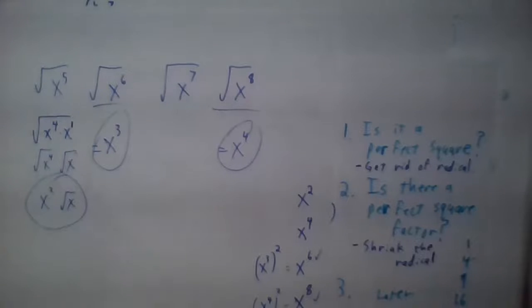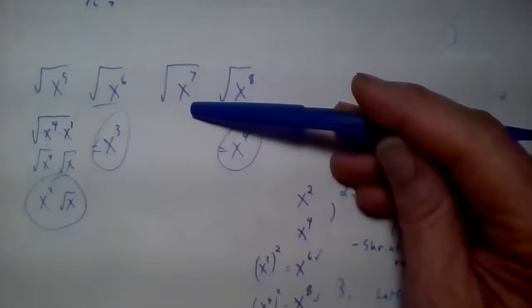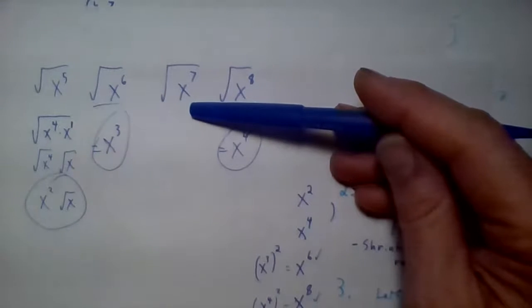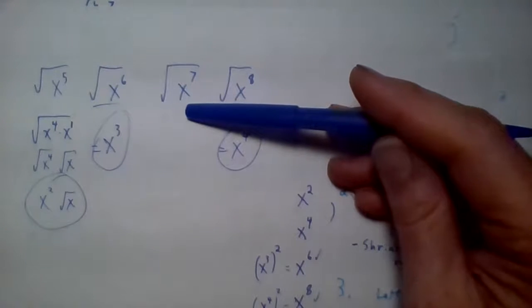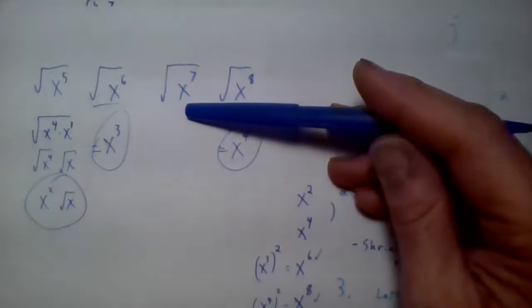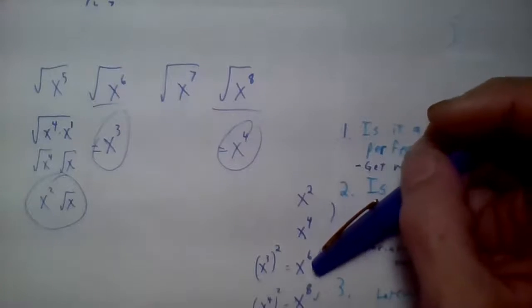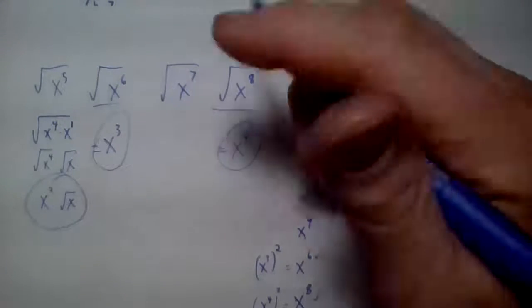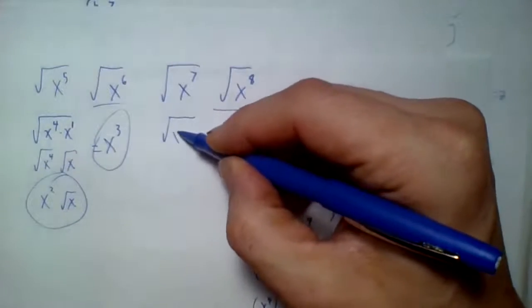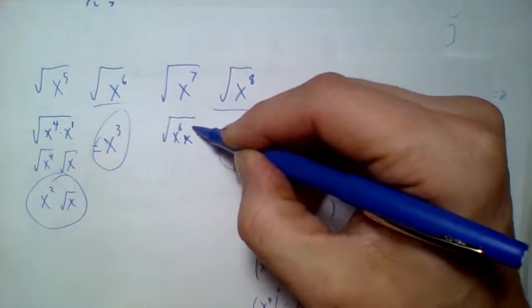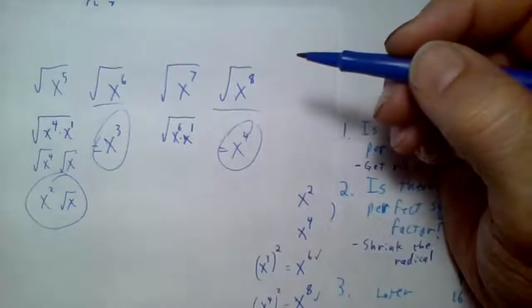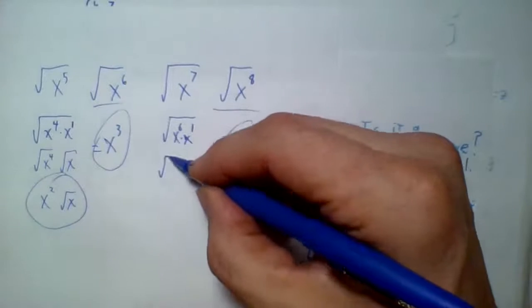And very similar with the 7 here. Now I could separate it into 4 and 3, but x cubed I wouldn't be done with. I want to shrink it as much as possible. So pulling out that x to the 6th is the way to go here. I'm going to split this one into 6 and 1, multiply, because I can get rid of the most that way.